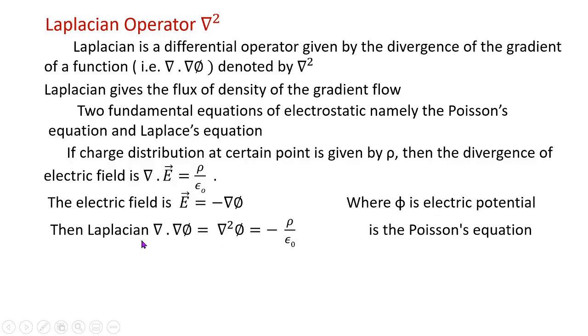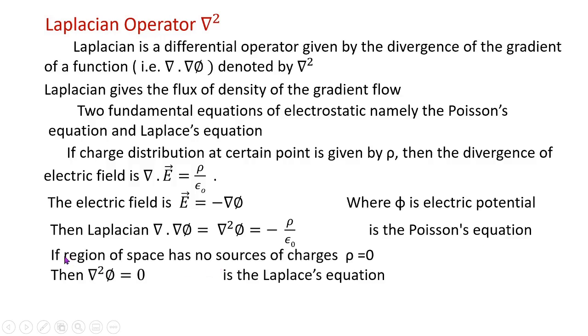Then the Laplacian, del dot del phi, is equal to del square phi. From these two expressions we get del dot del phi, which is del square phi, equal to minus rho upon epsilon 0. This is Poisson's equation.